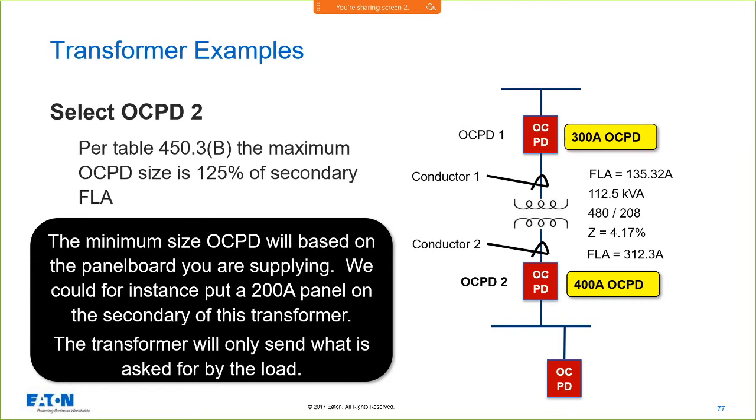And then Article 240 tells me that I need to protect the conductor at its ampacity. So the conductors around this transformer are a little different, and the protection is a little different than how we do things normally. Because normally we would size the load, size the conductor, and then pick your overcurrent protective device. In this case, I'm sizing my equipment, picking my overcurrent protective devices, and then I'm picking my conductor sizes.